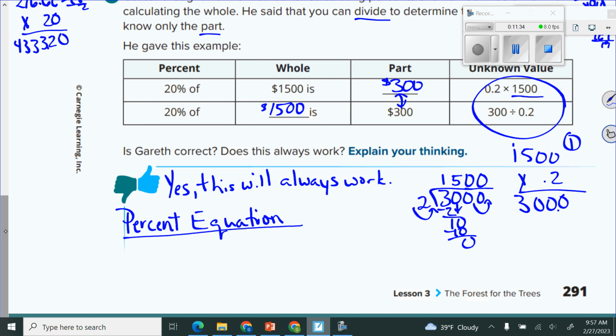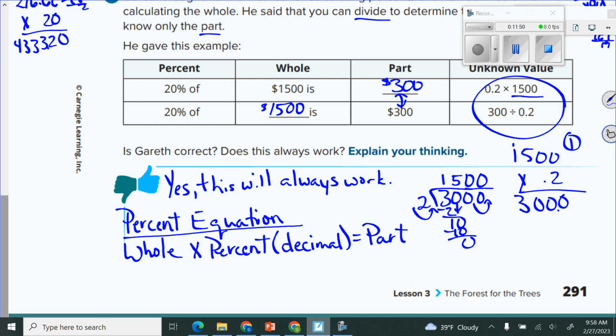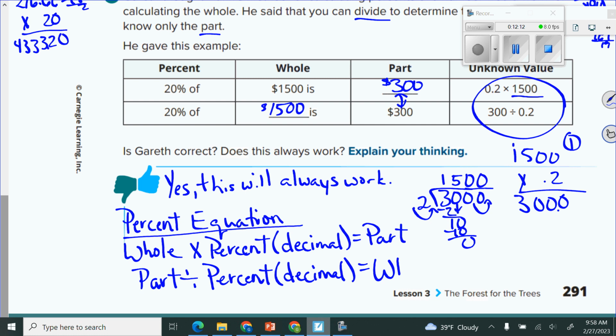But the percent equation will always work. The way the percent equation works is I take the whole and I multiply by the percent. Here's the key. My percent must be written as a decimal. And then it is going to equal the part. Now, using our basic math skills, we can rearrange our equation so that if I'm trying to find the whole, I can take the part, and instead of multiplying, I'm going to divide by the percent. Again, as a decimal, so you have to be able to do that conversion, and that will equal the whole.